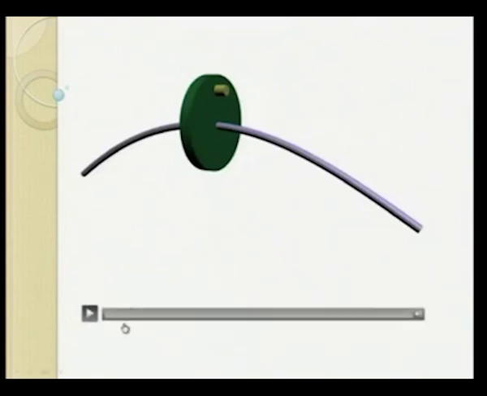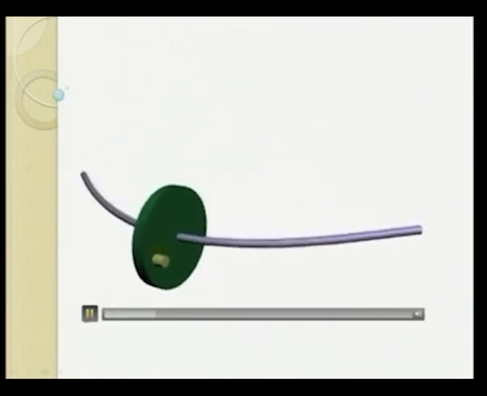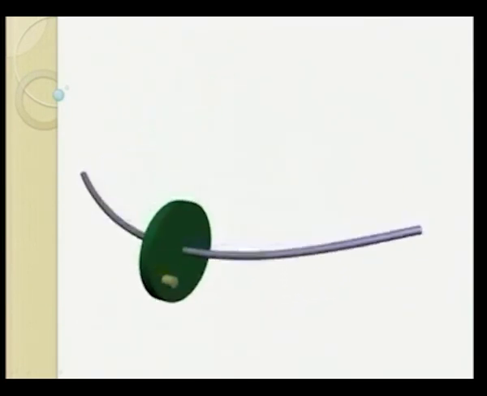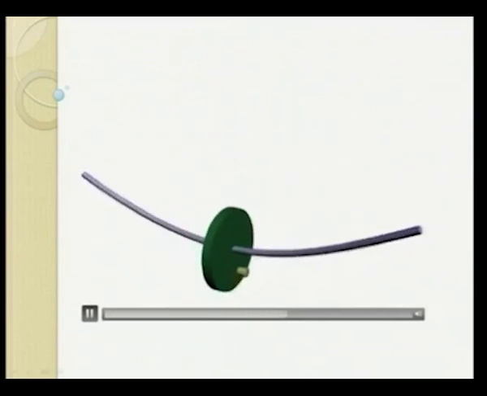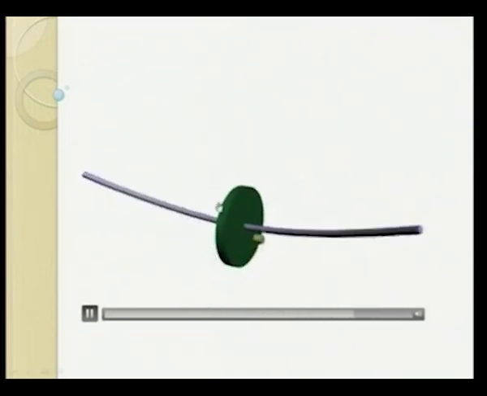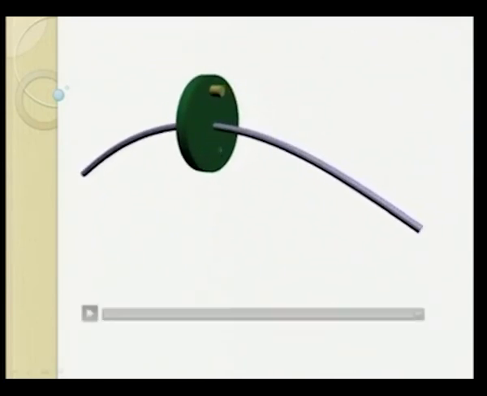This is the animation of a Jeffcott rotor, in which the disc is at the center, and the unbalance which we have shown here is away from the bearing axis. That means we are operating below the critical speed, and because the disc is at the center of the shaft, the tilting of the shaft is not taking place in this particular case. The shaft remains vertical during motion.